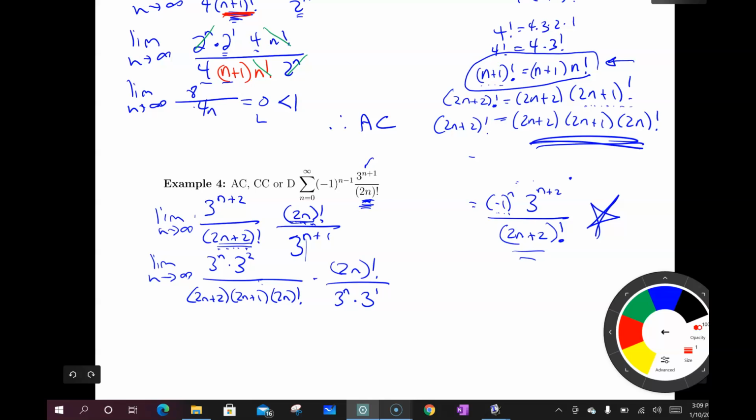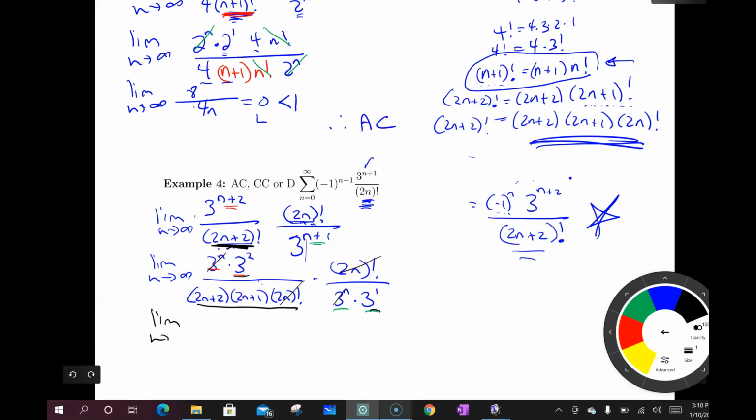So see how everything breaks up? This breaks up into these two. This breaks up into these two, right? And I broke this one up into these three. So now let's go through the canceling. The 2n factorials cancel, the 3 to the n's cancel, and then one of the three factors goes away.